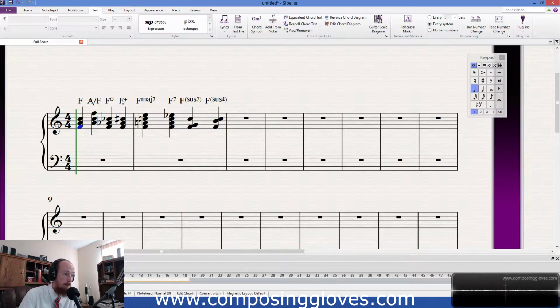Then we have this F plus. This is the augmented chord. So F, A, C sharp, and it's got a little plus. So whenever you have an augmented chord, you'll see a plus. So if you had a 7, you could put a 7 over here.